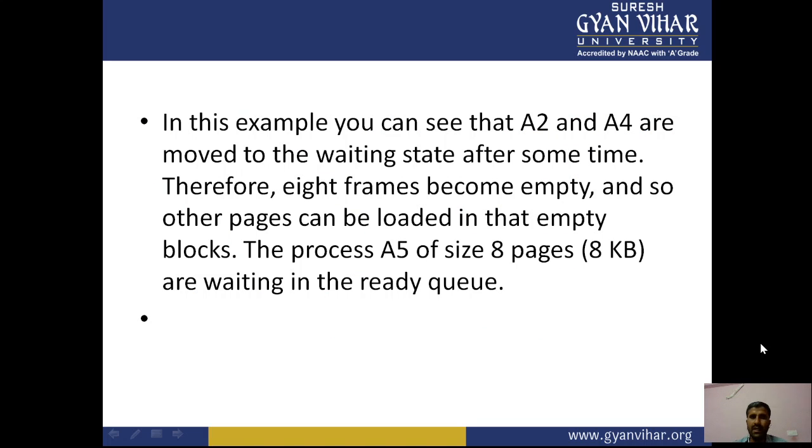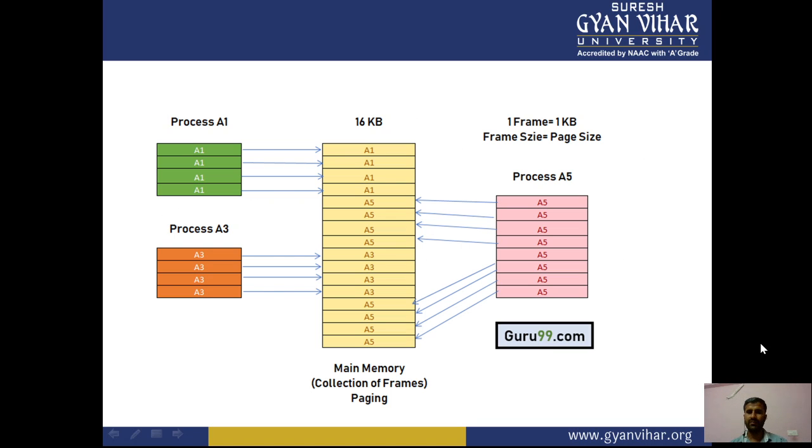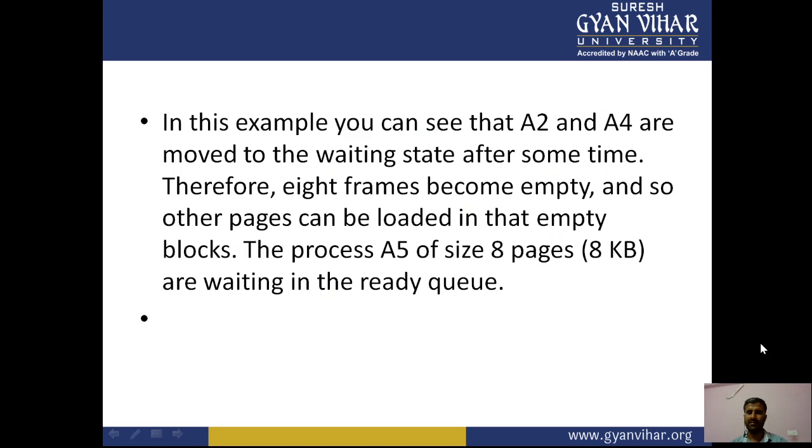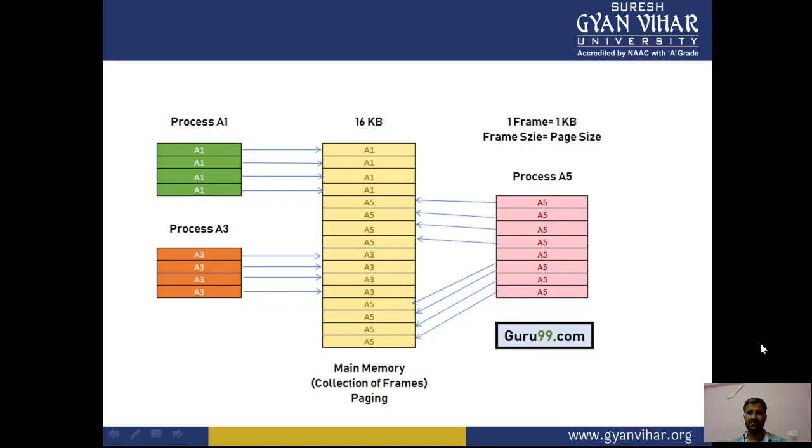In this example, you can see that A2 and A4 are moved to the waiting state after some time. Therefore, 8 frames become empty, and other pages can be loaded into those empty blocks. Process A5, of size 8 pages, or 8 KB, is waiting in the ready queue. So A5 is there with 8 KB, waiting to execute.